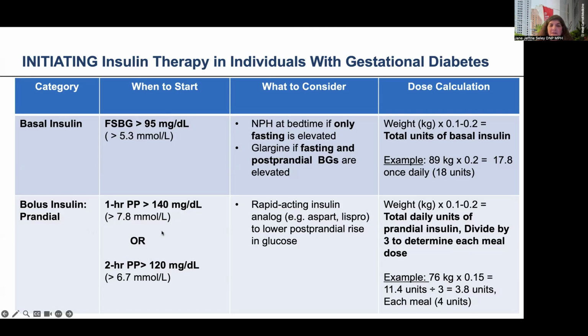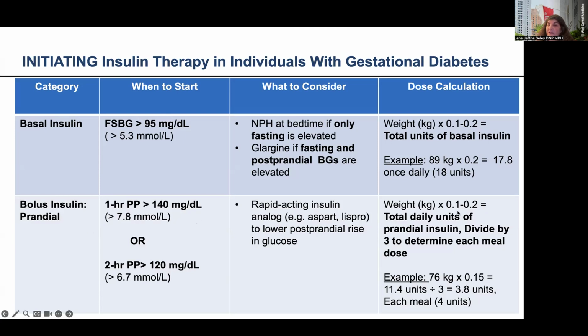For the bolus insulin, same principle. If they've exceeded the goal for the 1 hour or 2 hour postprandial, then we're going to use rapid acting insulin if possible over regular human insulin to lower that postprandial rise. Again, we're going to do the weight in kilograms times the range. So you're going to decide anywhere between 0.1 and 0.2 units per kilogram.